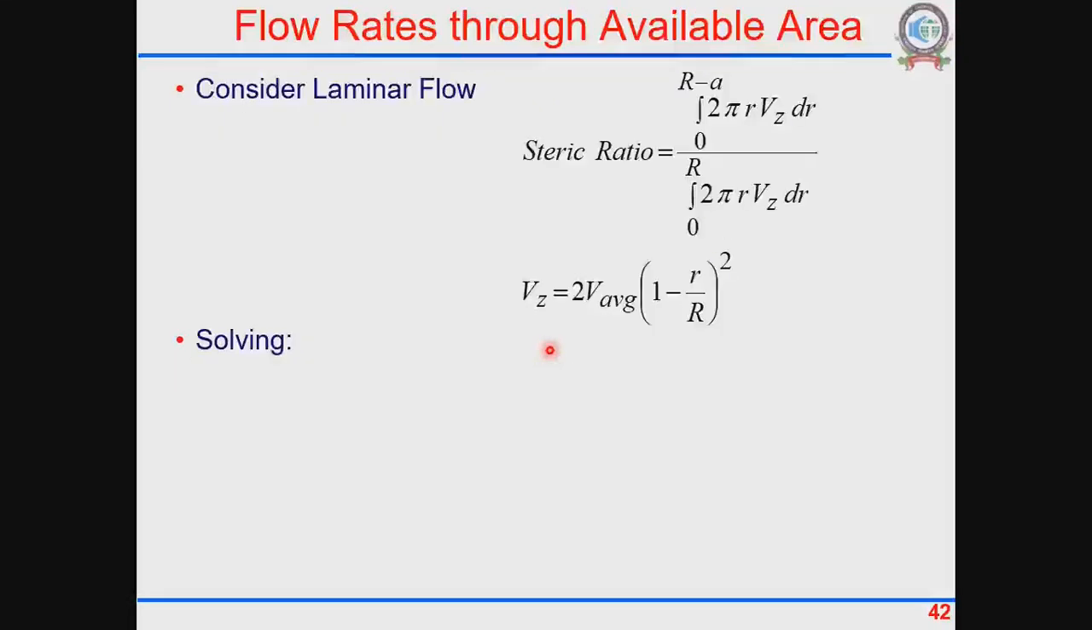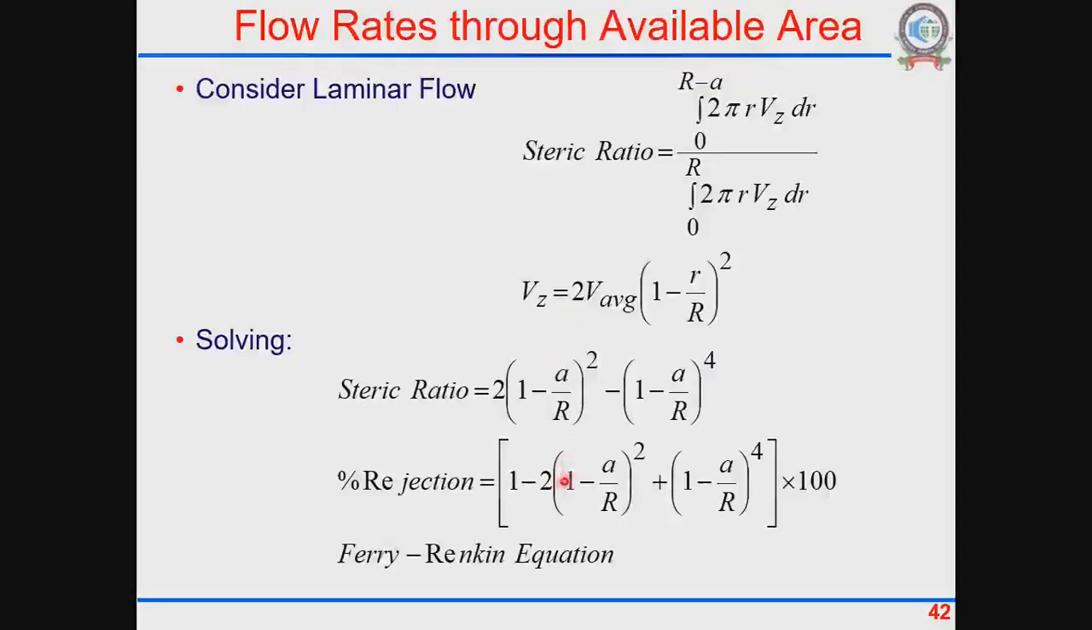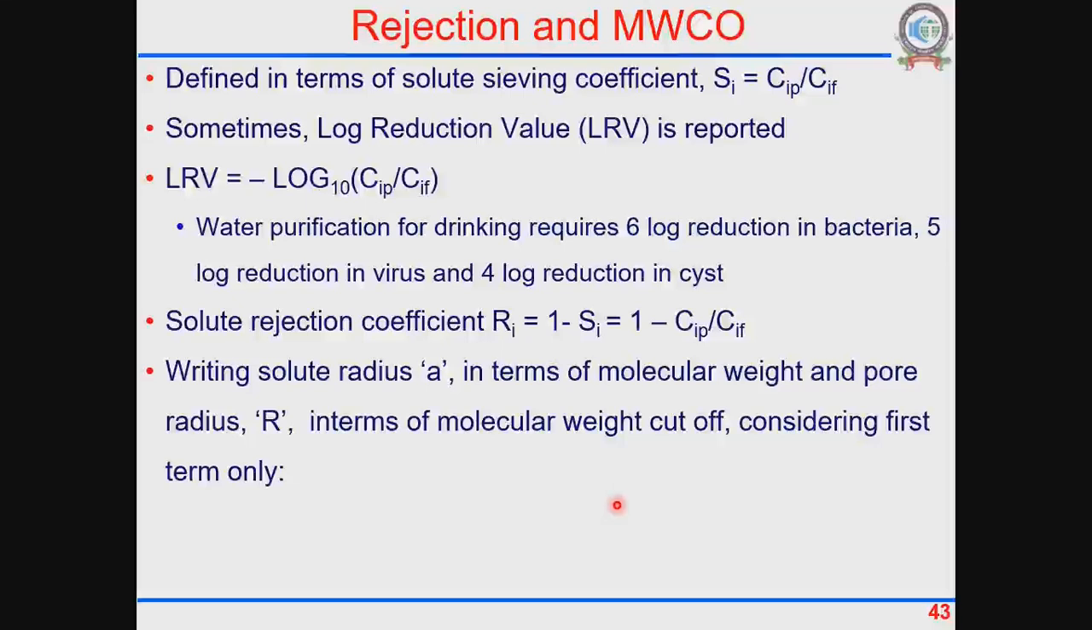Now going back, we can write the rejection in terms of the molecular weight of the solute. We replace this A in terms of the molecular weight of the solute and replace R in terms of the maximum size of the solute that we give 100% rejection. So the maximum size would be related to capital R and we call that particular molecular weight the molecular weight cutoff. So we are going to replace this A by molecular weight of solute and R by molecular weight cutoff, which is the molecular weight which will have 100% rejection.